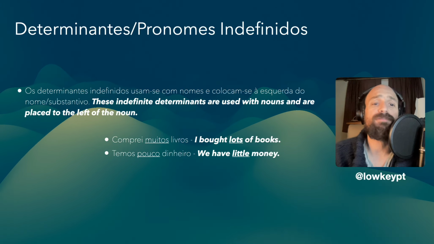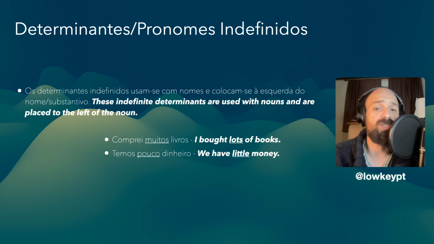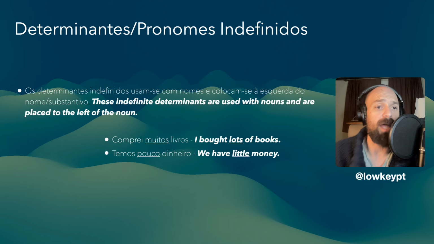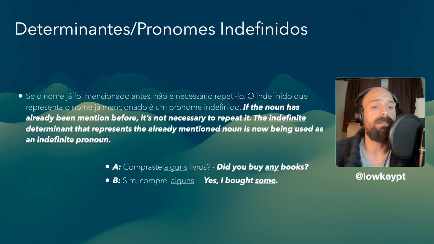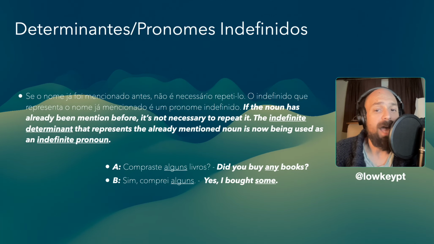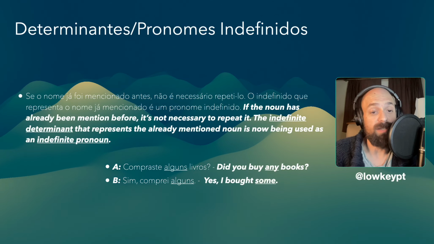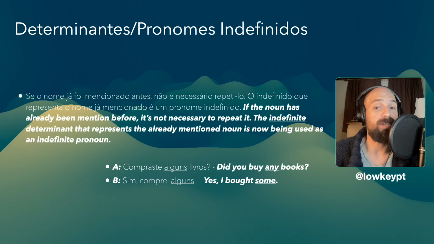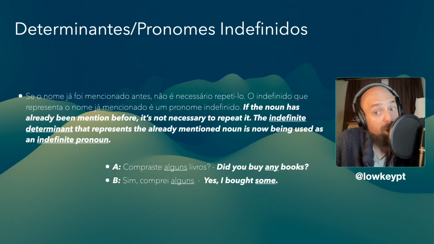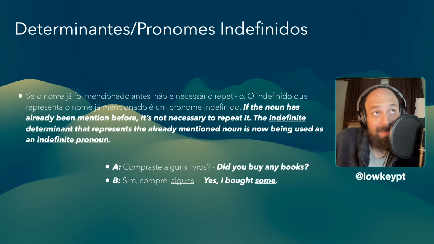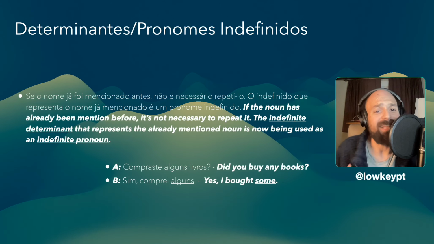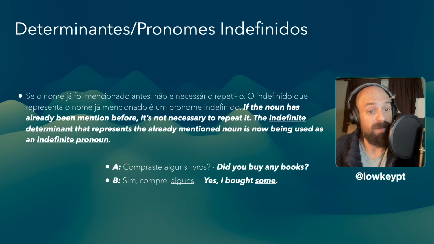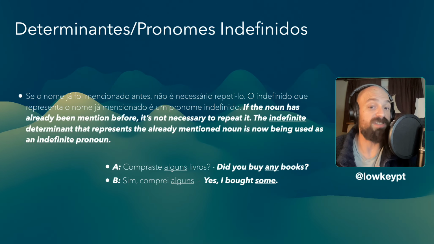So these quantifiers, determinants, typically serve the purpose of strengthening an adjective or strengthening the description of a particular noun. Another rule to keep in mind is that if the noun has already been mentioned in a previous utterance, the next time we refer to that same noun, it's not necessary to repeat it. We can simply use the indefinite determinant or the quantifier that represents that already mentioned noun.